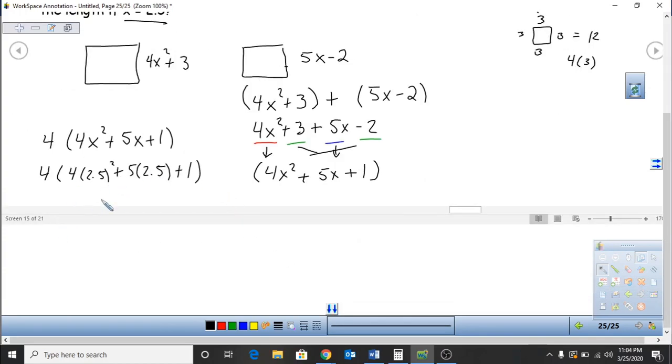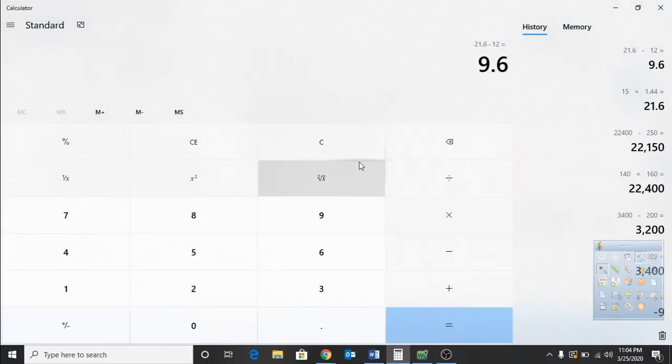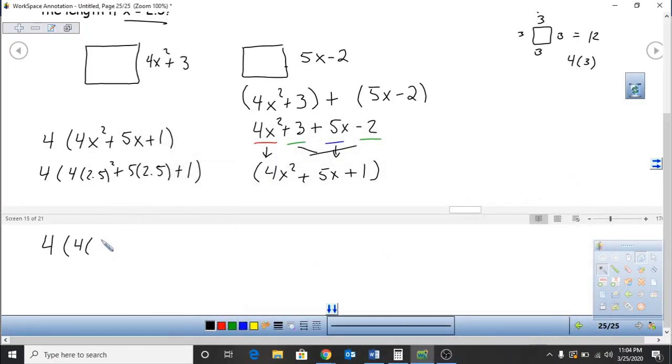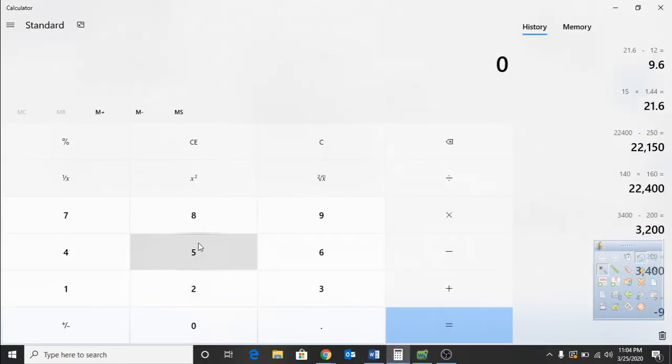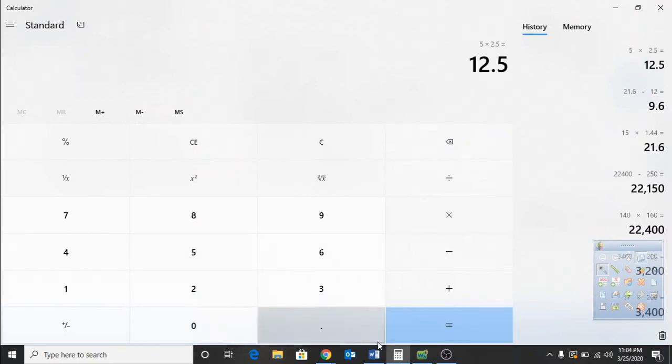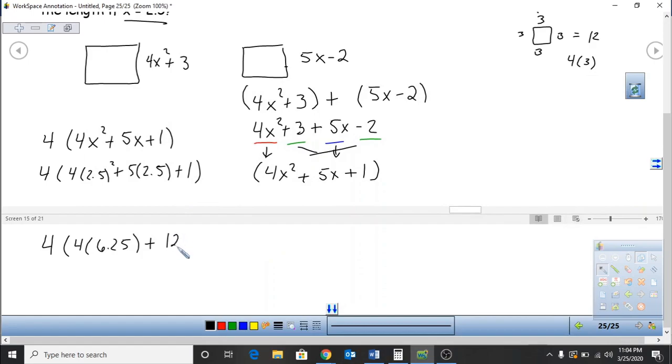Okay, so there is a lot of things going on here, so I'm going to give myself some space. I'm going to use my PEMDAS, my order of operations, so it's going to be 4, and then the 4 is right here. I'm going to take 2.5 squared first, and that's just 6.25. This is just times 6.25, right? Then I'm going to add this to whatever 5 times 2.5 is. So I'm going to take 5 times 2.5, and that's going to give me 12.5, right?